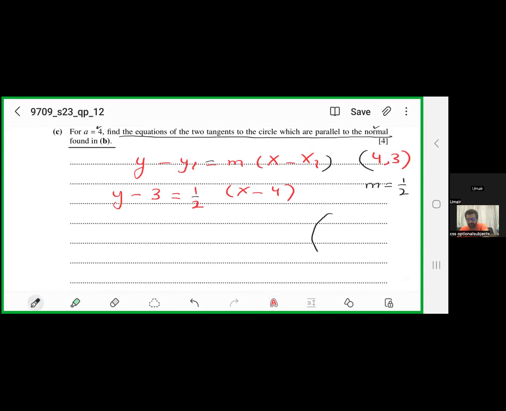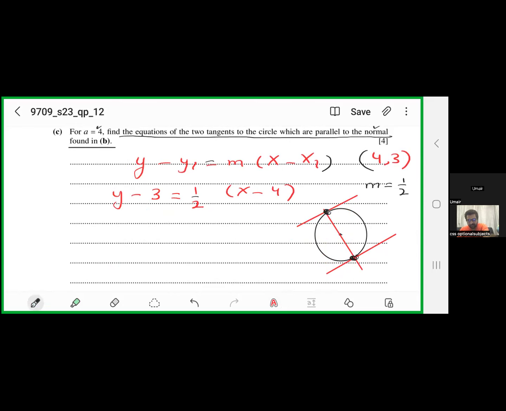Now the diameter intersects the circle at 2 points, and we want to find the equation of the tangents, this one and this one. So these two tangents are required. We know the equation of the diameter, as we have obtained from above. We know the equation of the circle as well. So we just need to find this point of intersection and this point of intersection.